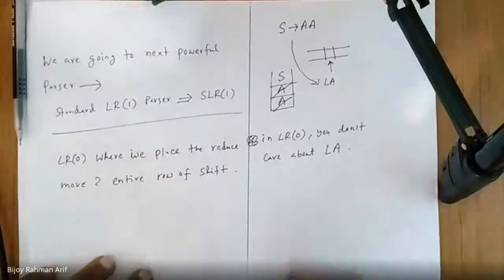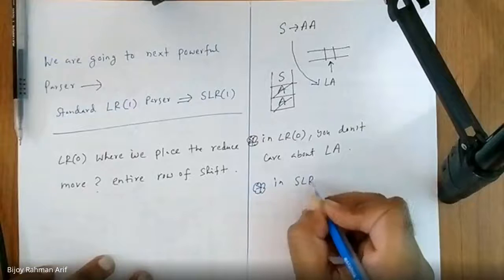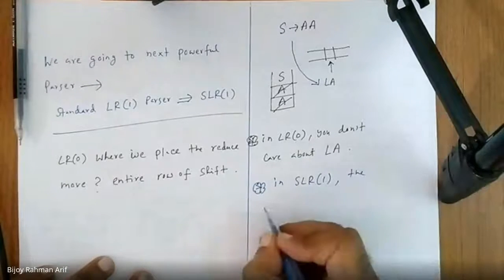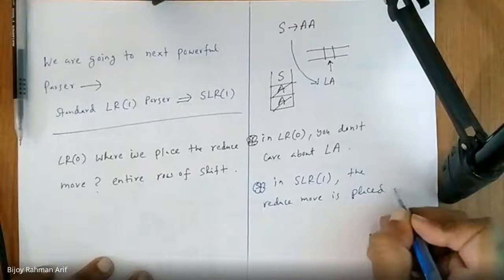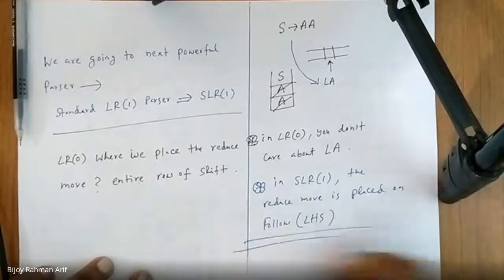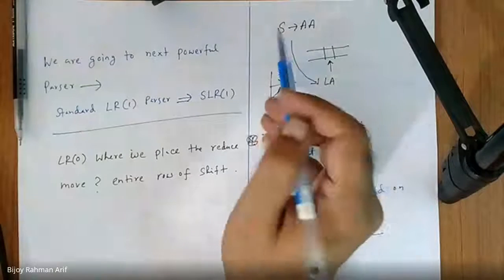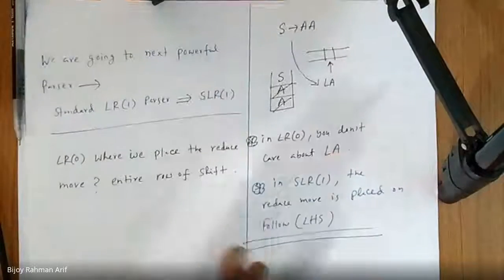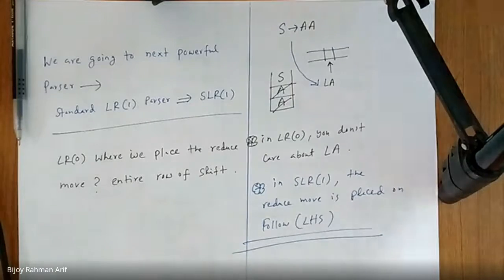The logical move would be, in SLR1, the reduce move is placed on the follow of the LHS. This is the more logical move. I'm not going to blindly reduce it. Instead, I'm going to put the reduce move on the follow of the left hand side. So now let's come back to here.